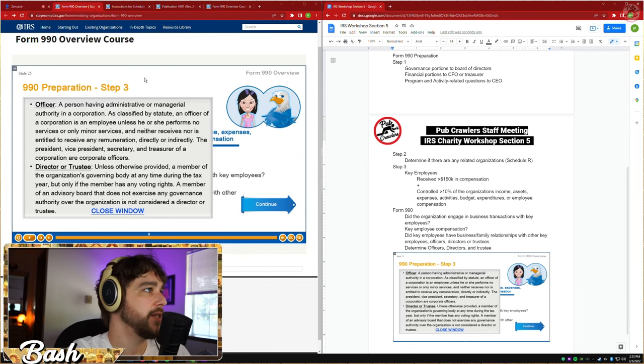Officers. A person having administrative or managerial authority in a corporation is classified by statute. An officer of a corporation is an employee unless he or she performs no services or only minor services and neither receives nor is entitled to receive any remuneration directly or indirectly. The president, vice president, secretary, and treasurer of a corporation are corporate officers. Directors or trustees: unless otherwise provided, a member of the organization's governing body at any time during the tax year, but only if the member has any voting rights. A member of an advisory board that does not exercise any governance authority over the organization is not considered a director or trustee.